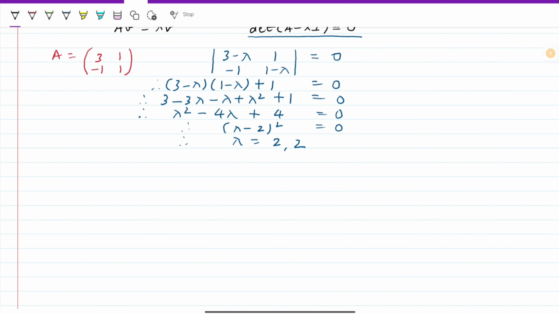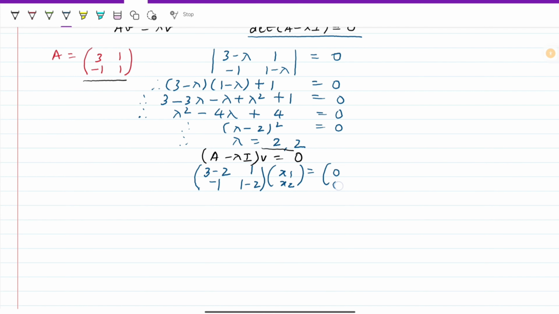We will use the equation A minus lambda I into V is equal to 0, where A is the given matrix and lambda is equal to 2. On substituting lambda equal to 2 in the above equation, we get 3 minus 2, 1, negative 1 and 1 minus 2 into V, which is x1, x2 is equal to 0, which is the column vector 0, 0. That is 1, 1, negative 1 into x1, x2 is equal to 0, 0.